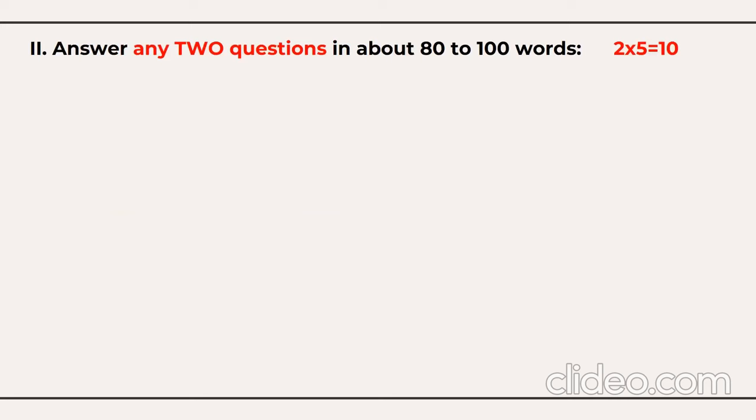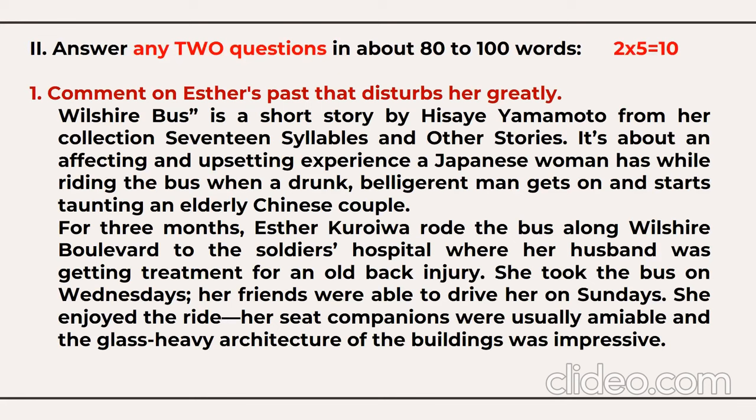And now you have 4 questions, out of which you need to select 2. So, 5 marks, 2 questions. Number 1: comment on Esther's past that disturbs her greatly. Wilshire Bus is a short story by Hisaye Yamamoto from her collection Seventeen Syllables and Other Stories.